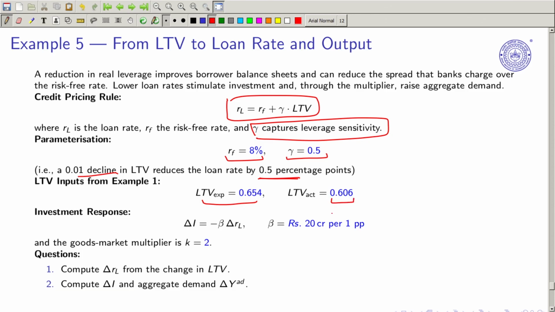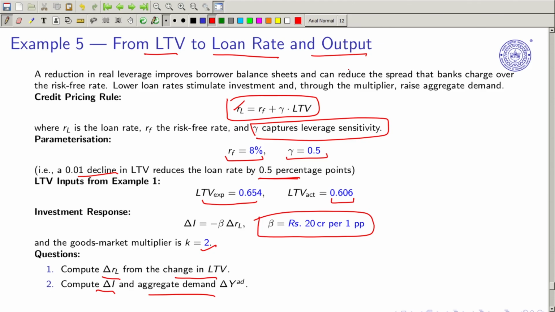If I look at the expected loan to value, it was 0.654 and the actual was 0.607. So how much is the delta increase? Here we saw around rupees 20 crore per 1 percentage point, and suppose we have the investment multiplier K equal to 2. Can we compute delta RL with the change in LTV, and compute delta I and aggregate demand?